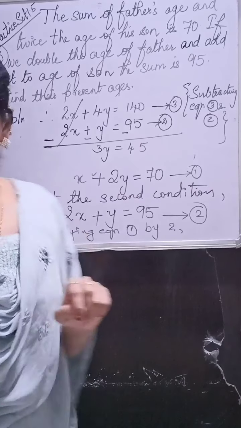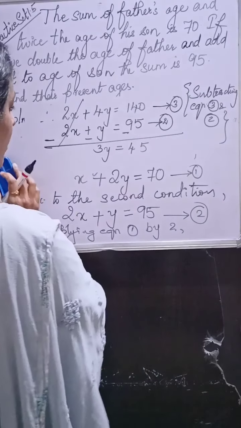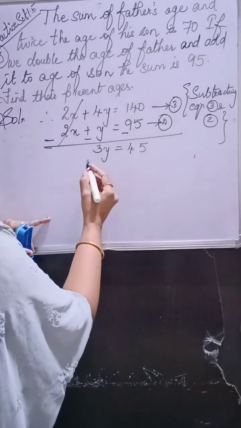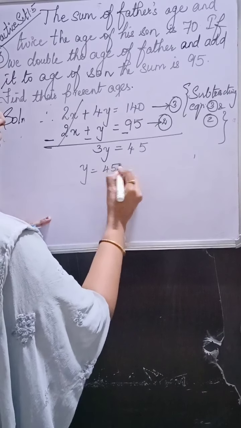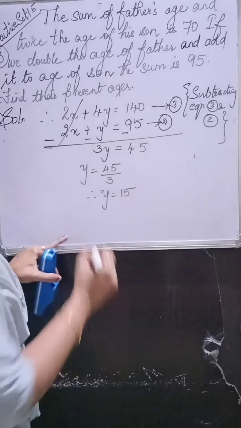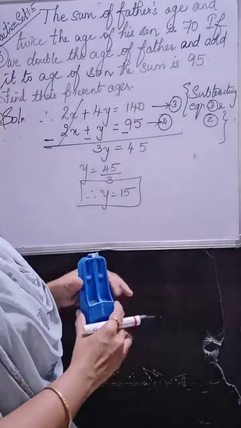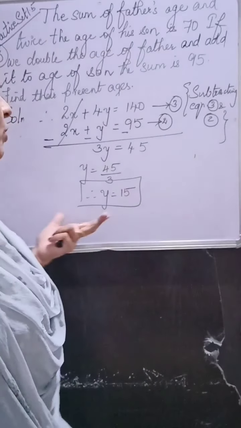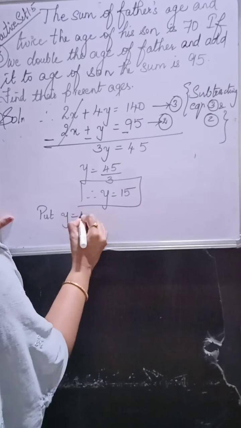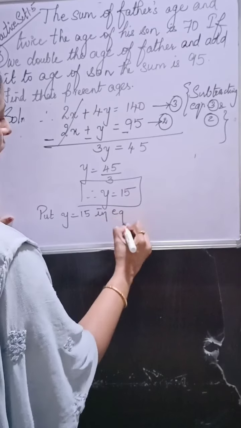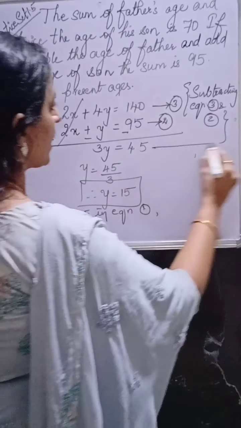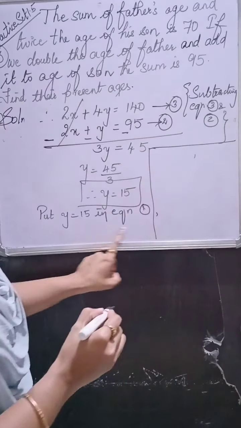So therefore y will be 45 upon 3. y is equal to 15. So we got y, which was son's age. Son's age we got 15. So what will be father's age? Put y is equal to 15 in equation 1. What was our equation 1?